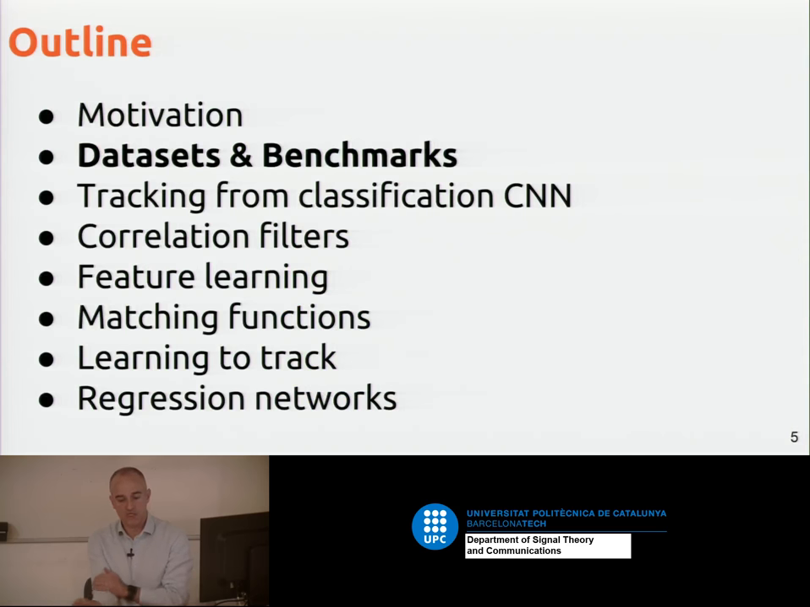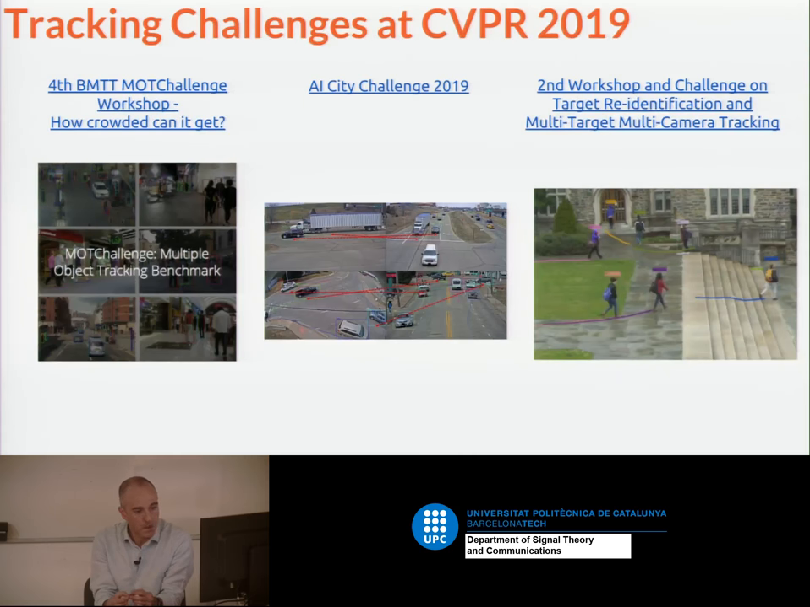Then there are some datasets and benchmarks that have become more popular, especially in the deep learning area. First, I'd like to highlight that this is a topic of high interest, both from academia and science. That's shown because, as you see, in the next CVPR conference, which is the main conference for computer vision, there are three challenges that deal with object tracking in different flavors.